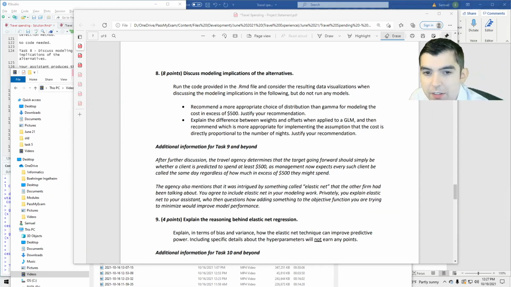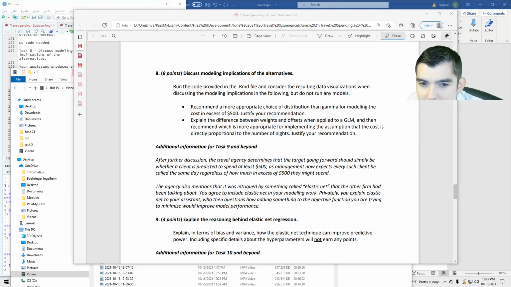Additional info for task 9 and beyond. After further discussion, the travel agency determines that the target going forward should simply be whether a client is predicted to spend at least 500. So that's a binary outcome, as management now expects every such client to be called the same day, regardless of how much in excess of 500 they might spend.